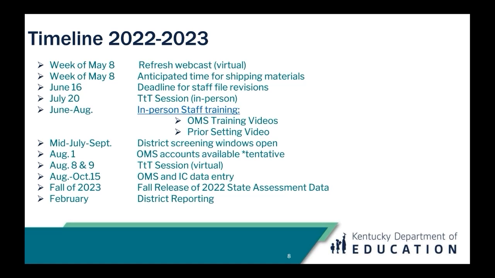Please take note of the August 1st date. This is a projected date of when OMS accounts will be available. Please refer to DAC emails to ensure that this date has or has not changed. You will also notice that districts will have access to K-Screen data reporting in February. The scores will then be released in the fall with the fall release of state assessment data.